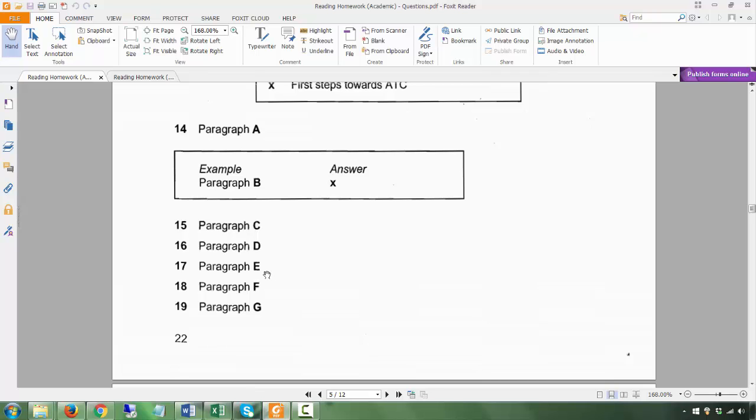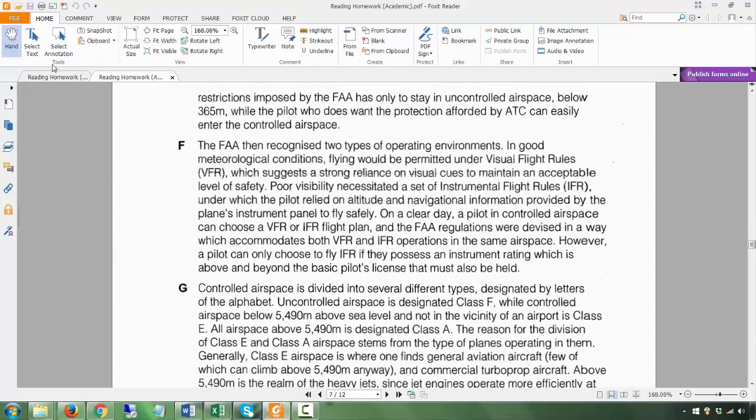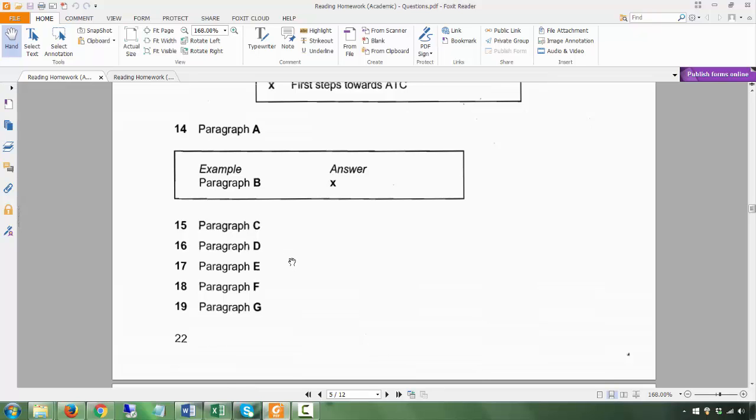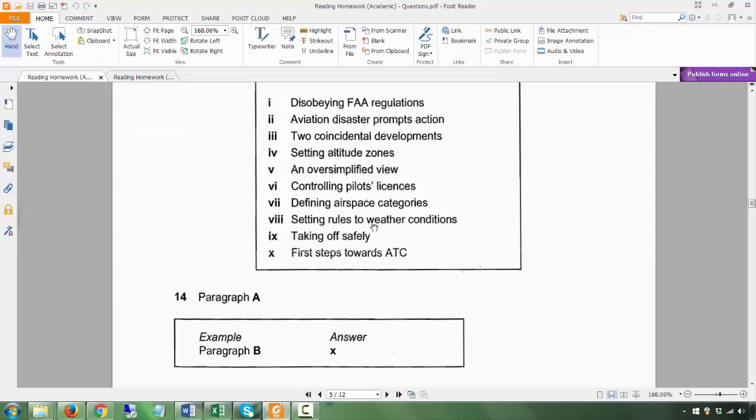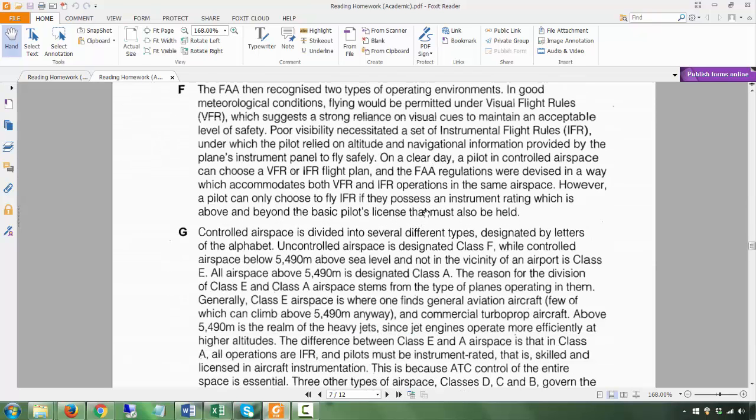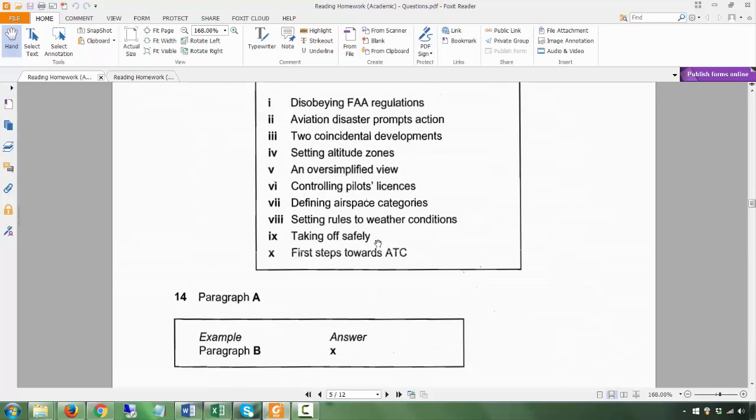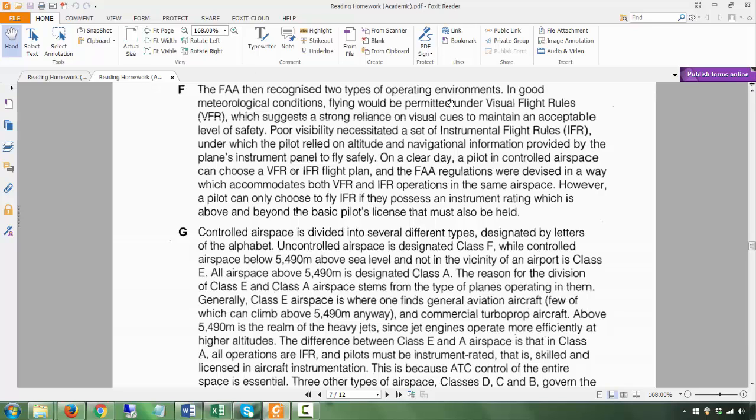And where are we now? That's paragraph E. So paragraph F, the answer would be 8, setting rules to weather conditions. All right. So rules to weather conditions. So does it talk about weather condition? Meteorological conditions. Weather. Okay, that's the synonym for weather. Whether it's rainy, whether it's sunny, whether it's clear, whether it's not clear.